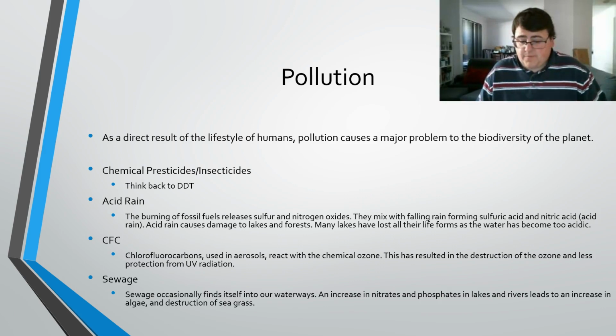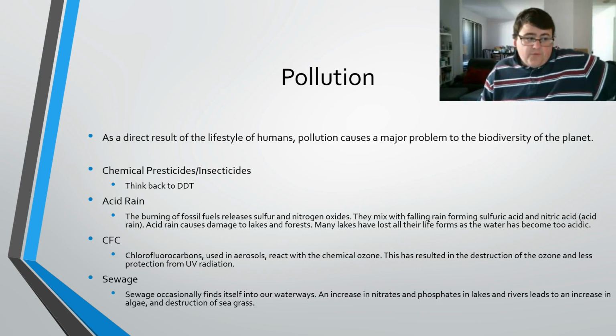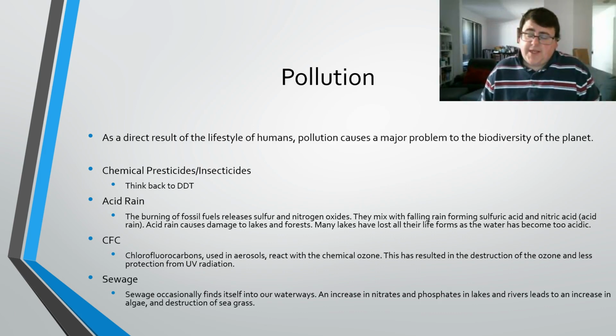Sewage. The human population has increased massively over the last 100 years. Therefore, we're producing more waste. So our sewage occasionally finds its way into our waterways, and that increases the nitrates and phosphates in our lakes and rivers, which leads to an increase in algae. Those algae block the sunlight reaching down to the lower levels of the oceans, which effectively destroys the seagrass in the water, which is obviously the producer for those ecosystems, which will make the whole food chain or food web collapse.